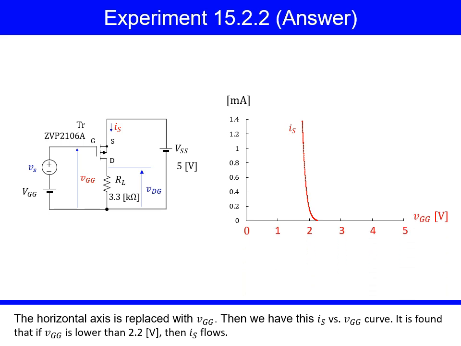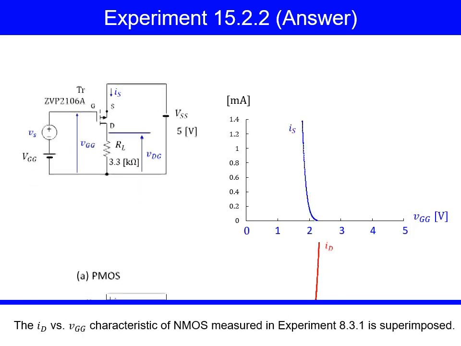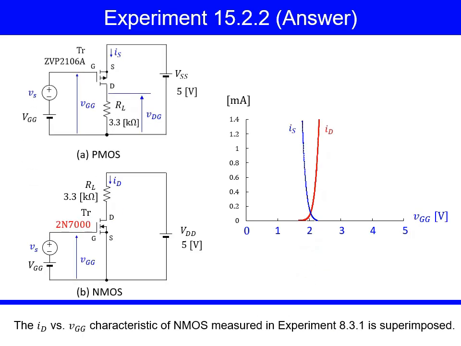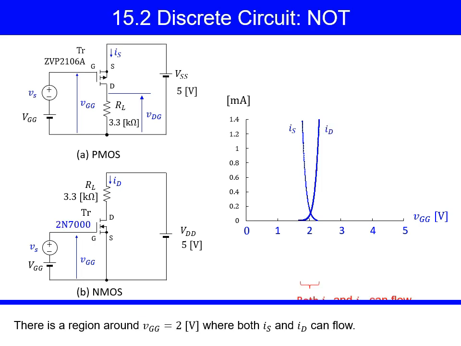The horizontal axis is replaced with VGG. Then we have this IS versus VGG curve. It is found that if VGG is lower than 2.2 volts, then IS flows. The ID versus VGG characteristic of NMOS, measured in experiment 8.3.1, is superimposed. There is a region around VGG equals 2 volts, where both IS and ID can flow.